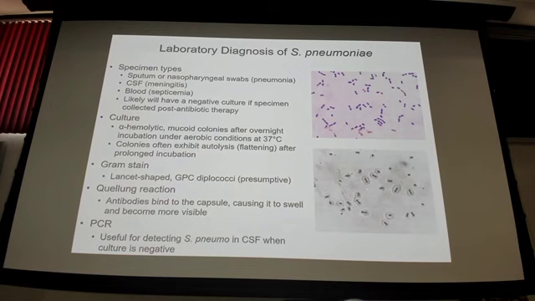Laboratory diagnosis of strep pneumo. In terms of specimen types, it depends on what infection we're talking about. From the most severe type, meningitis, what specimen type do you think would be appropriate? Cerebrospinal fluid, yep. Septicemia, okay, yeah. And then if you have a patient with pneumonia, sputum or nasopharyngeal swabs.